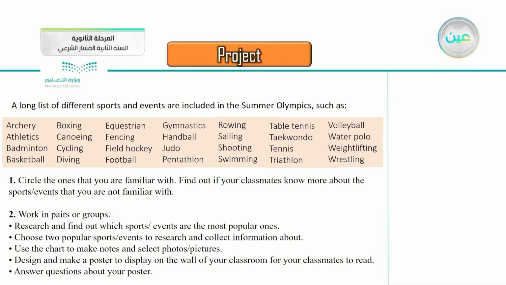Olympics that we have talked about in some previous lessons. Circle the ones that you are familiar with. So the ones that you know, just circle them. For example, I think that all of you know boxing and football. Find out if your classmates know more about the sports or events that you are not familiar with. So compare who knows more.